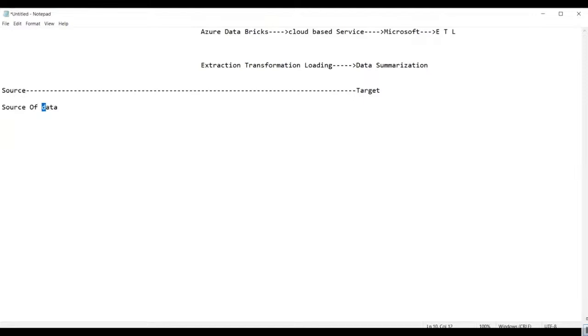So now, guys, tell me: according to you, what are the sources available from where we get the data? What might be the sources from where you get the data?